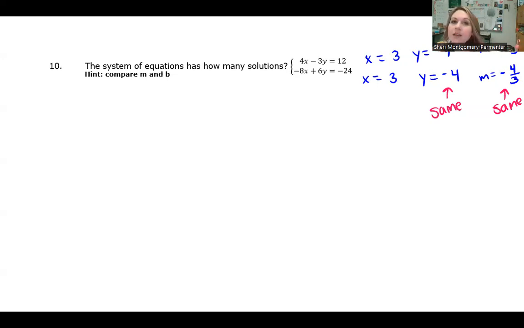So did y'all figure out the same thing, that you end up with the same y-intercept and the same slope? Very good job. So when you have the same y-intercept and the same slope, what you end up with is actually the exact same line, and there are infinitely many solutions.